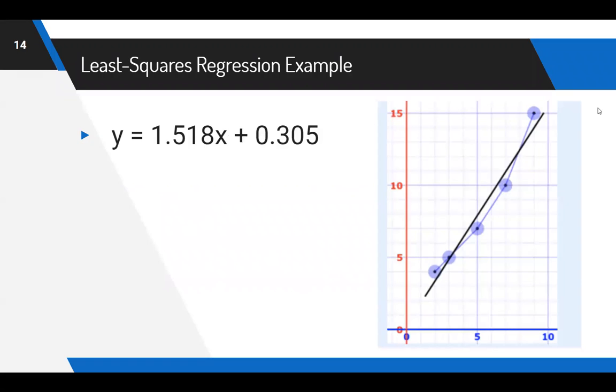So for this example, our line ends up being y equals 1.518x plus 0.305. And so there's the line, the black line, and the blue ones were our input values. This line kind of looks like a linear regression line, but yes, it is a bit more accurate.